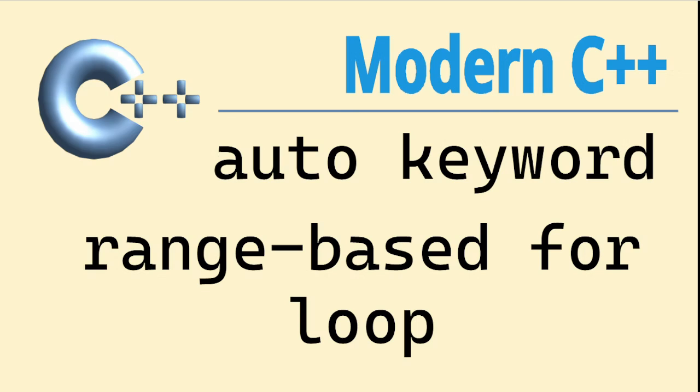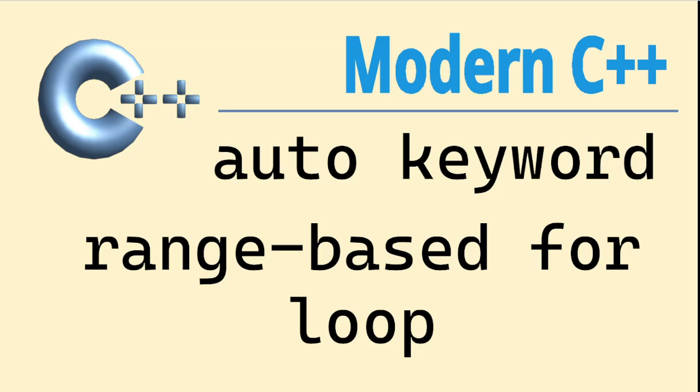In this series, I will focus on modern C++, which refers to the form of C++ programming which emerged after the introduction of the 2011 standard, and which is still continuing to evolve. Here I will talk about the auto keyword and the range based for loop.